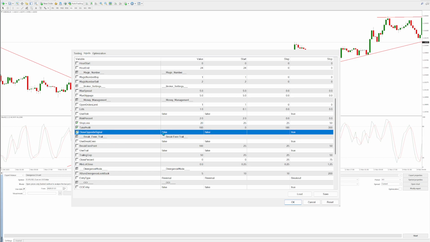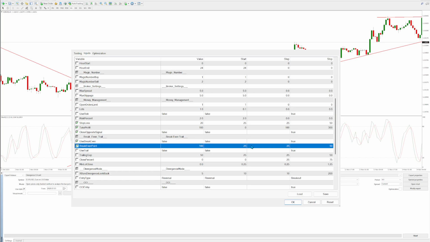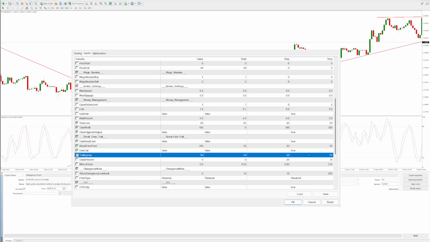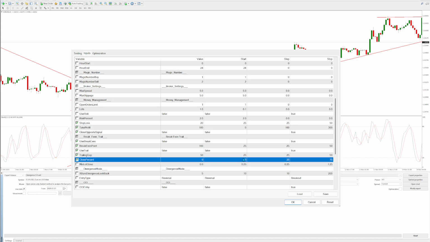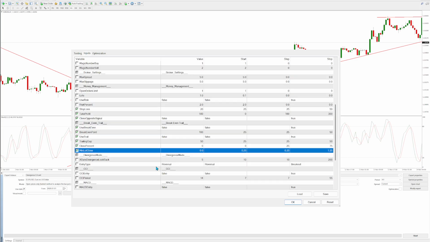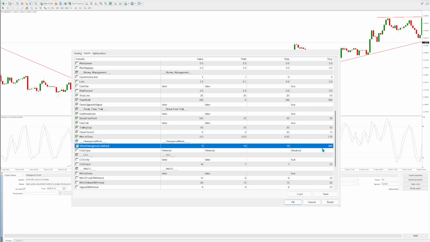We'll do close opposite signal, true or false. We'll select that. Break even, we'll do true or false as well. For the break even point, we'll optimize 25 pips up to 50 pips. Trailing stop, true or false, and for the trailing gap, we'll do 25 pips up to 50 pips as well. Close percent, we'll close either 0, 25, or 75%. For the minimum lot to close, 0.25 up to 1.25. So if the bars look back, we'll look back 10 bars up to 200 bars.